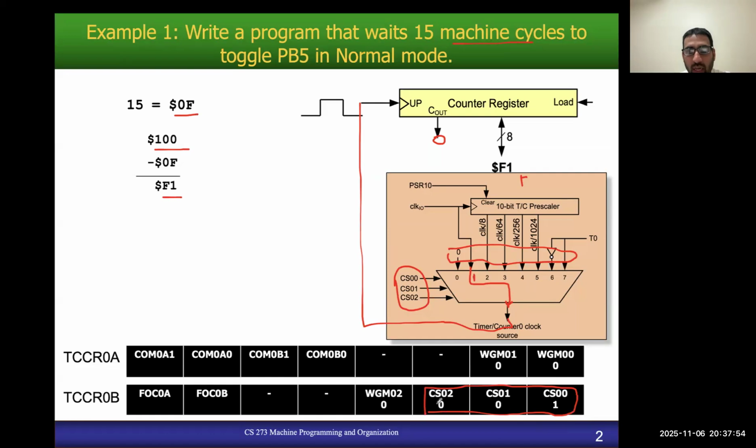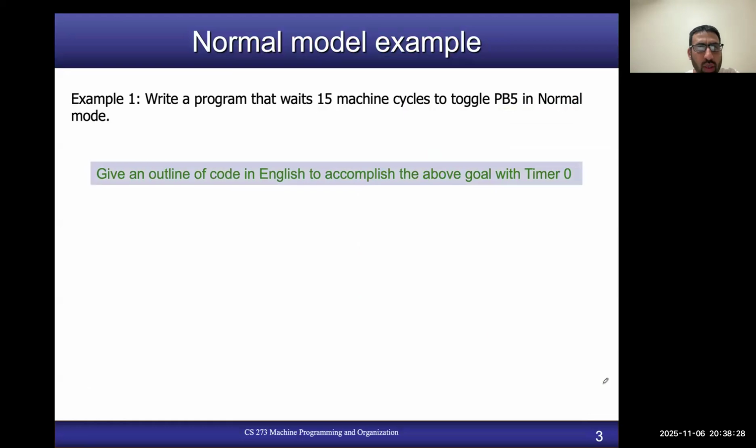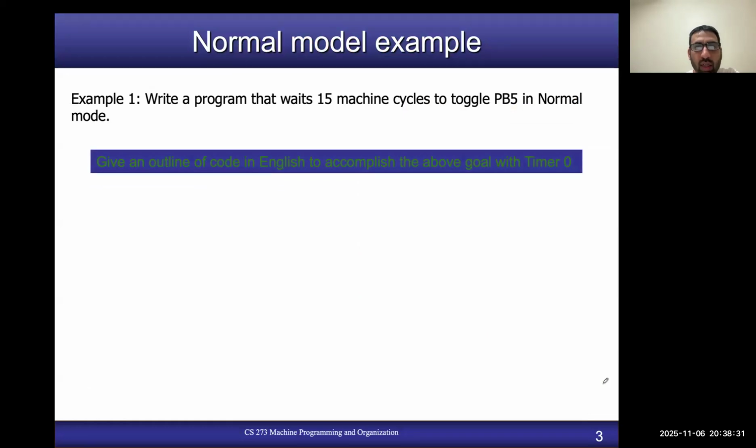And how can we select the normal mode of operation? By setting all bits equal to 0, WGM02 down to WGM00. Two of these bits belong to the control register A and one bit belongs to the control register B. So we need to write these two control registers to configure our timer, the mode, and to select its input clock frequency.